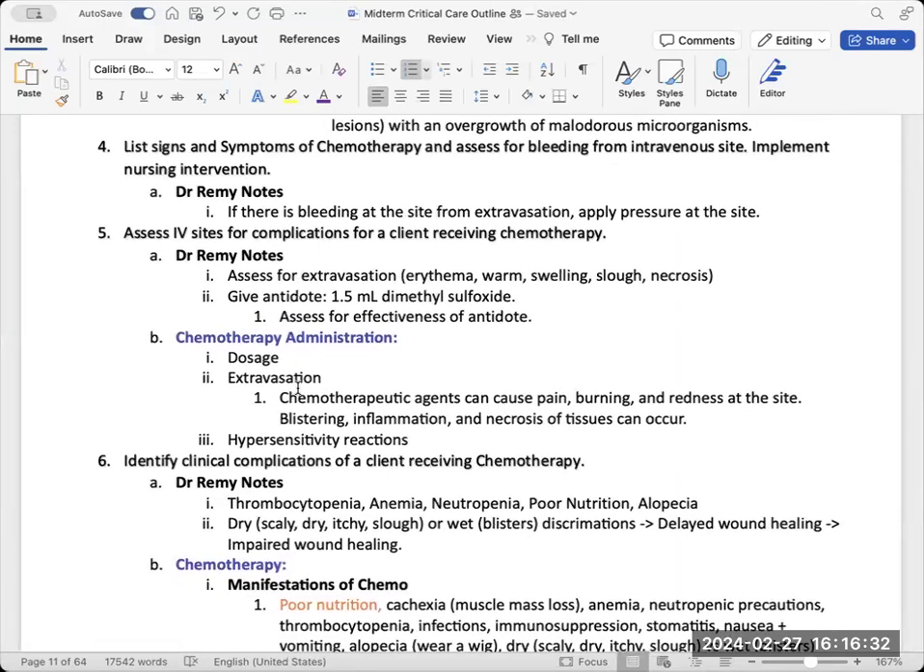So we said potentially the problem is bleeding. So this question says list the signs and symptoms of chemotherapy and assess for bleeding at the intravenous site. In other words, what do we do if someone has bleeding? Well, we're going to apply pressure, right? At the site. That's what we're going to do to stop the bleeding.